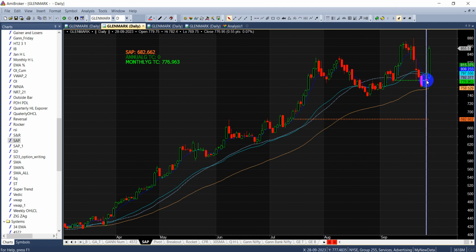A very simple calculation. This is a very powerful price and time squaring, because price and time are both meeting at the same level. It's not like you can buy at 776 and ride it till 855.